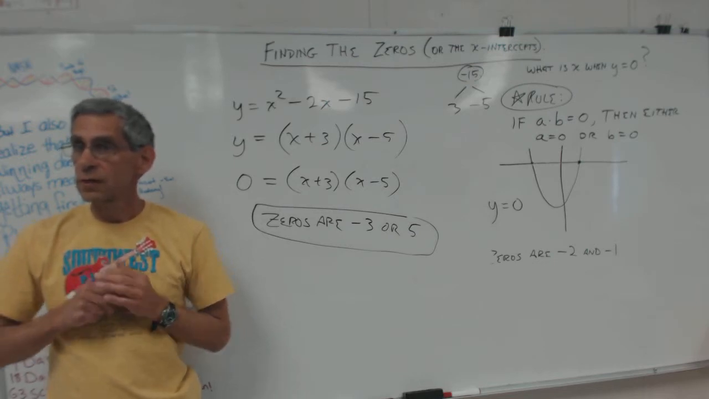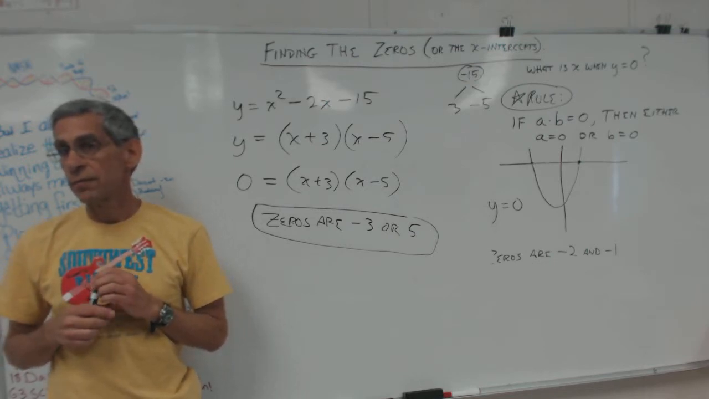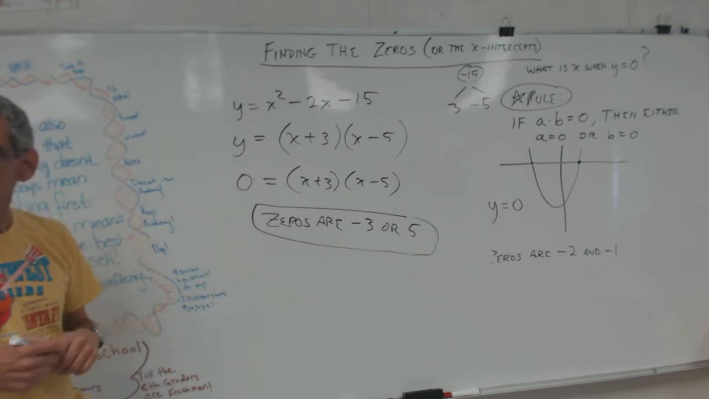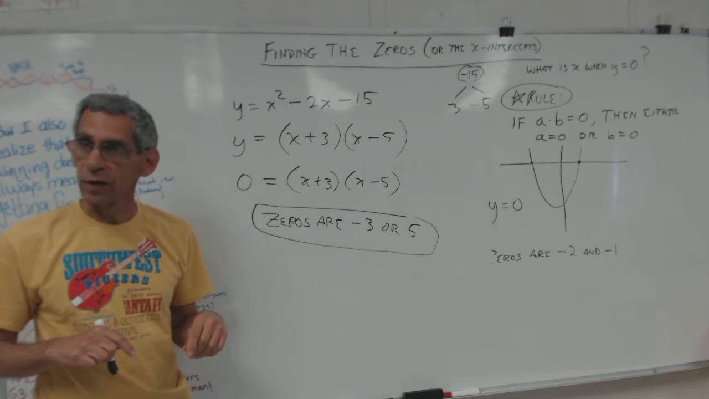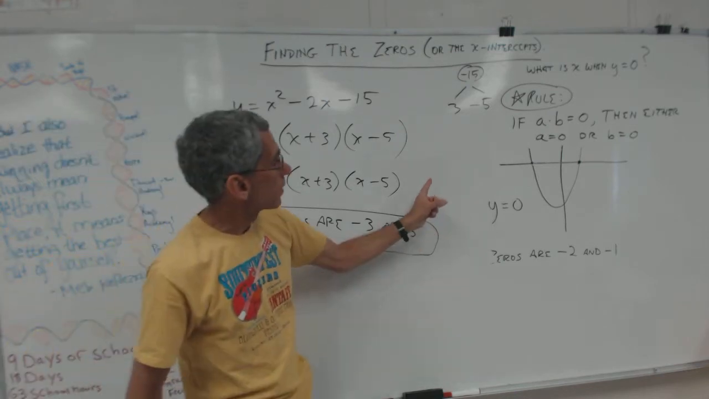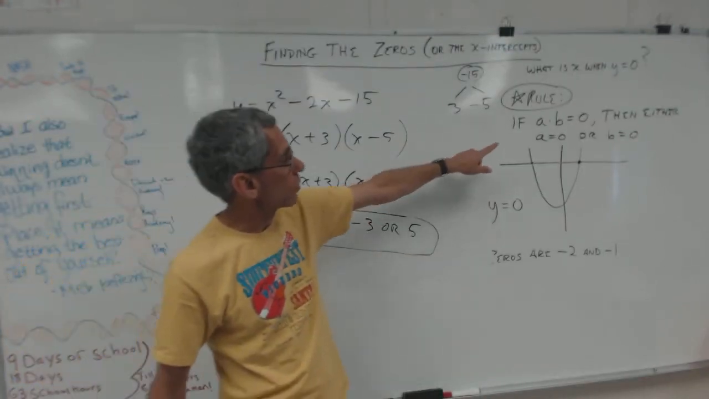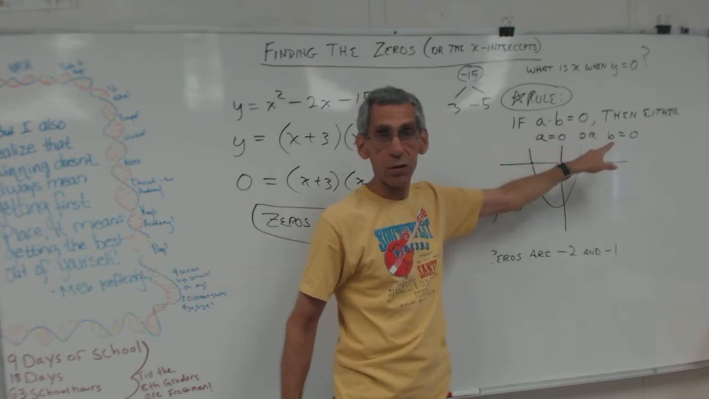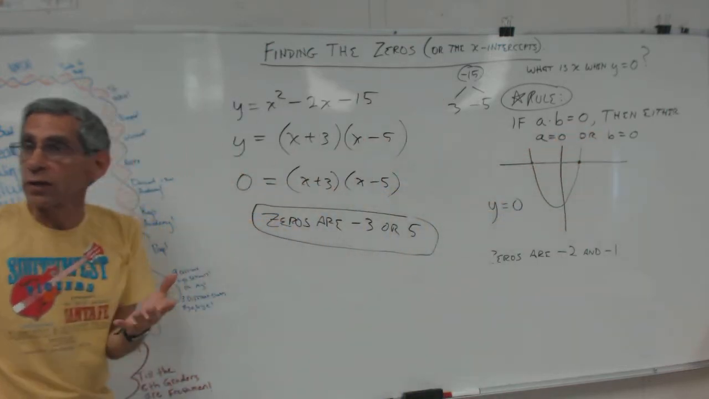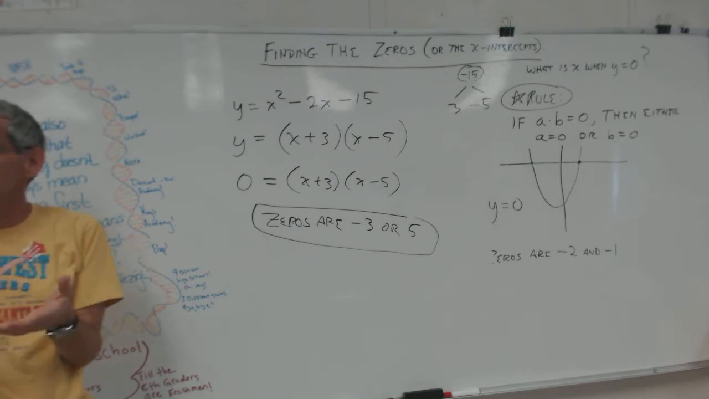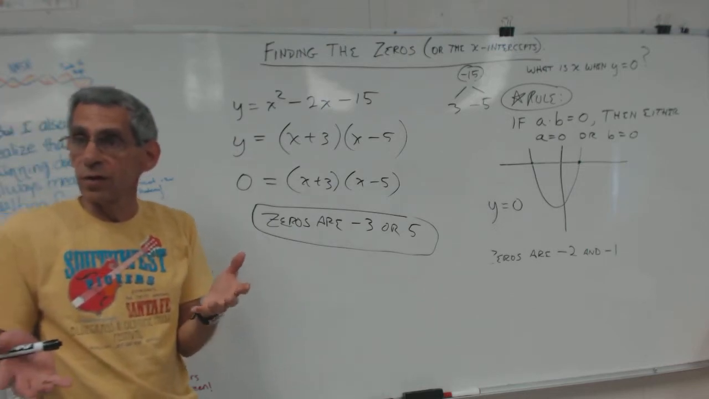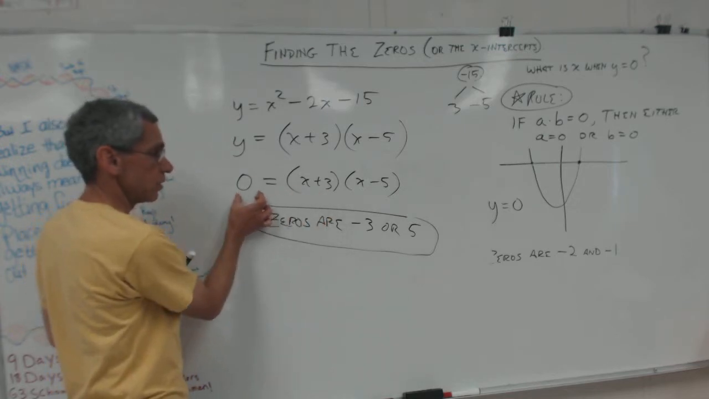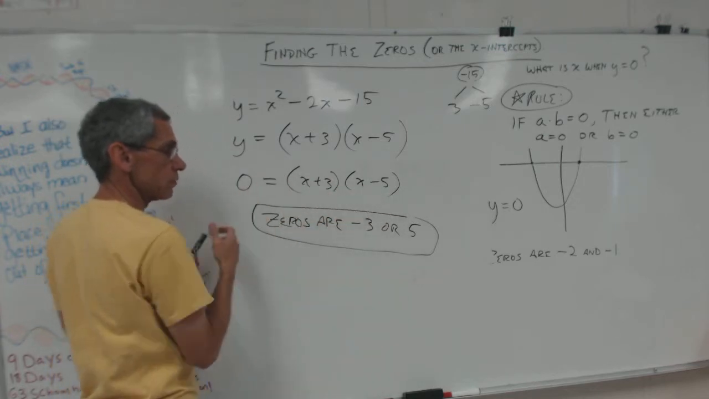Wait, so Barry, you switch the signs? Yes. Because you were talking while I was explaining that. That's why you missed it. But basically you're following this rule. If a times b equals 0, then either a equals 0 or b equals 0. There's no way to get a 0 unless one of those two numbers is a 0, right? So we say either this is 0 or this is 0, right?